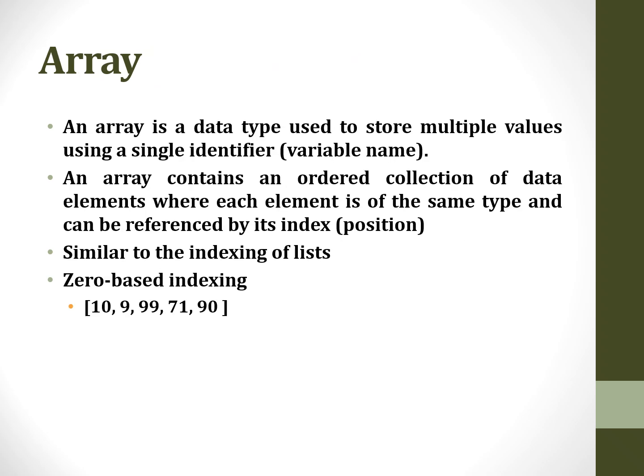Next comes an array. So what is an array? An array is used to store multiple values using a single identifier. Generally an array contains a collection of data of the same data type, and we refer to each element in the array by its position, or in other words, its index. It is zero-based indexing. Each and every value holds an index value which denotes its position.